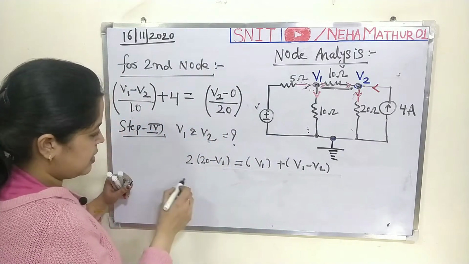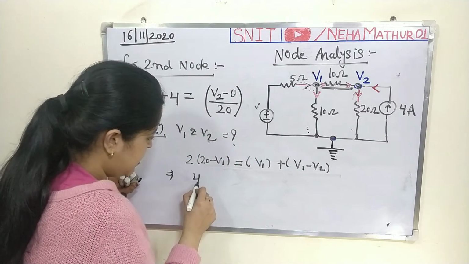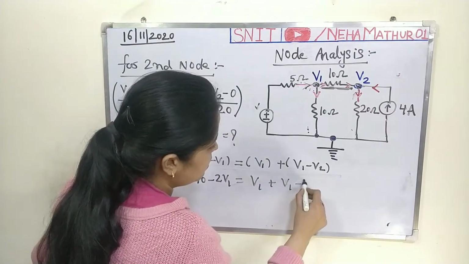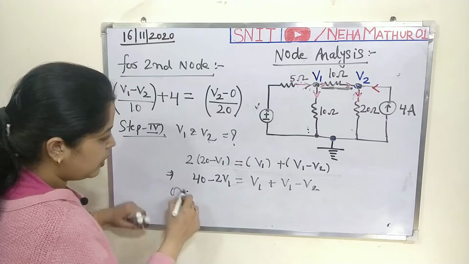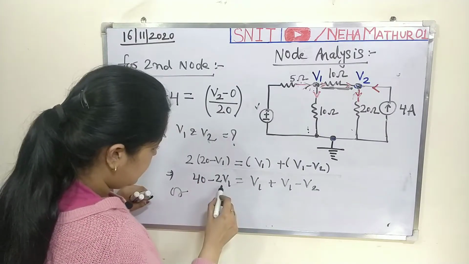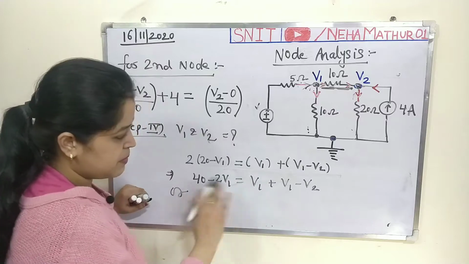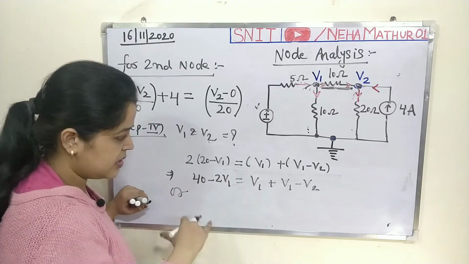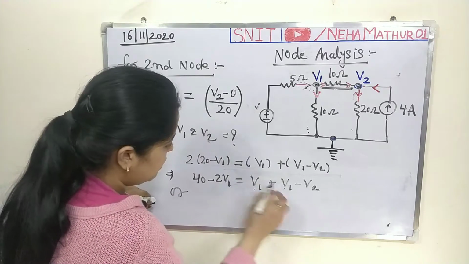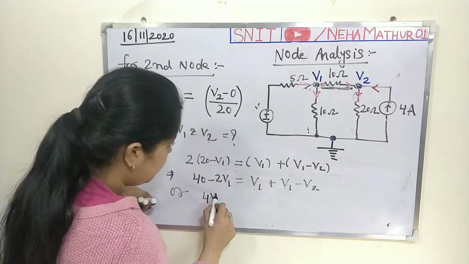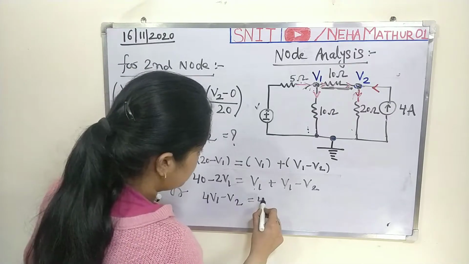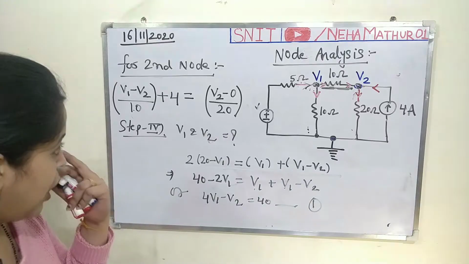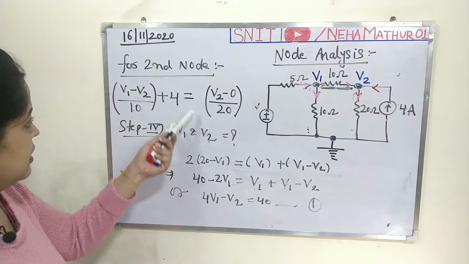Or if you want, you can solve it. 40 minus 2V1 is equal to V1 plus V1 minus V2. Or if you want, you can write like this. Just keep V1 and V2 on one side, while the constant is on the other side. So it will be V1 and 2V1, so it will be 4V1 minus V2 is equal to 40. This is your equation 1 for the node 1. Now come to this equation.